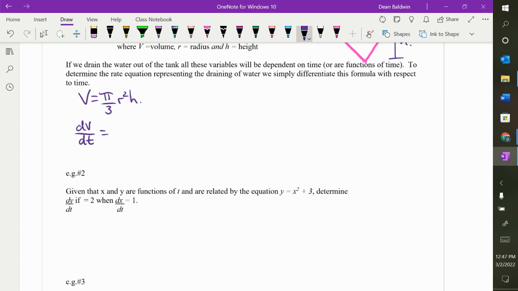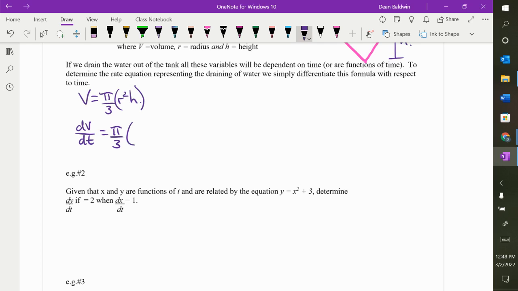And now we have to do this stuff. Pi over 3 is a constant. So what can you do with constants? Just pull them out, right? You don't have to worry about it. So I'm just going to write pi over 3 here. Now, I need to derive r squared h with respect to time. What rule do I need to use on that? Product rule, right? Because it's two variables being multiplied by each other.